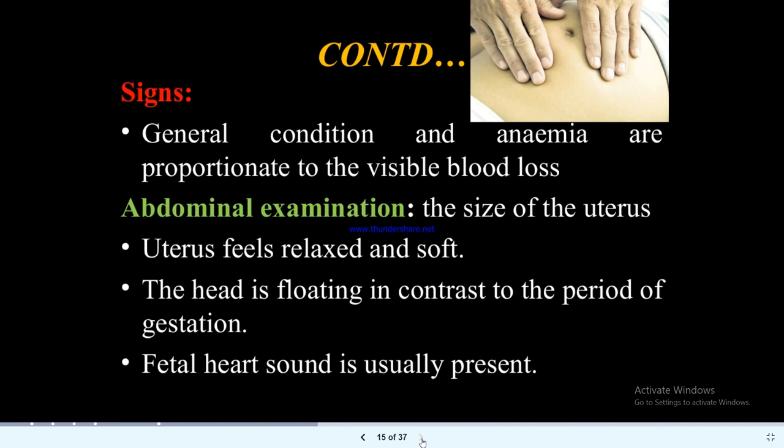Signs: general condition and anemia are proportionate to the visible blood loss. Abdominal examination: the size of the uterus. The uterus feels relaxed and soft. The head is floating, in contrast to the period of gestation. Fetal heart sound is usually present.